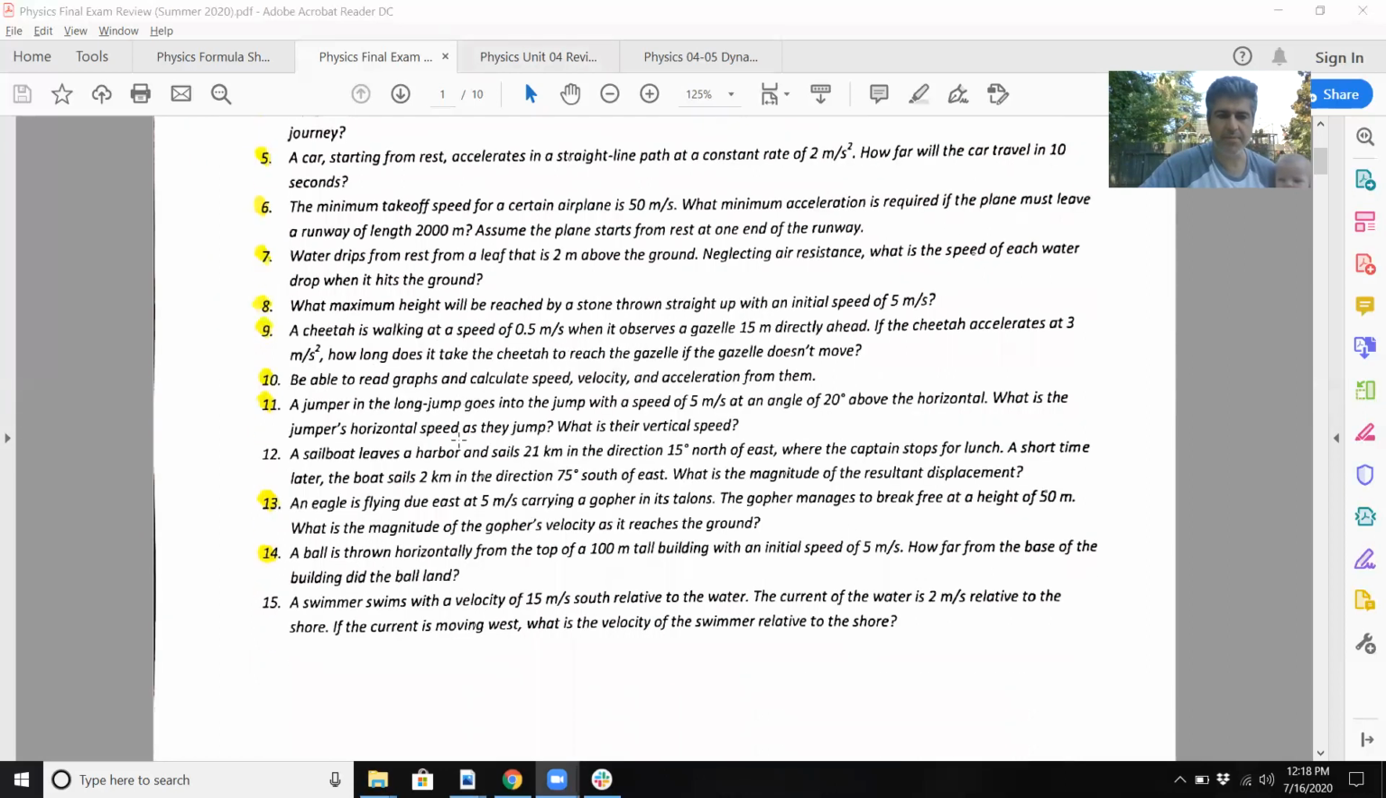Also, number 10, I will ask about graphs. I could give you a velocity-time graph and ask how far this car traveled, or a displacement versus time graph and ask what the velocity will be at this point. We've done that kind of stuff, so check your notes. That'll be one question there. And then something like number 11, with angles and breaking things down into their different components, that'll be another question. Those should be pretty straightforward.